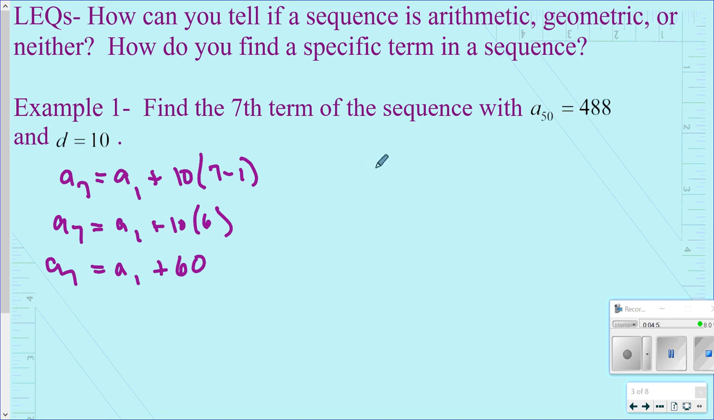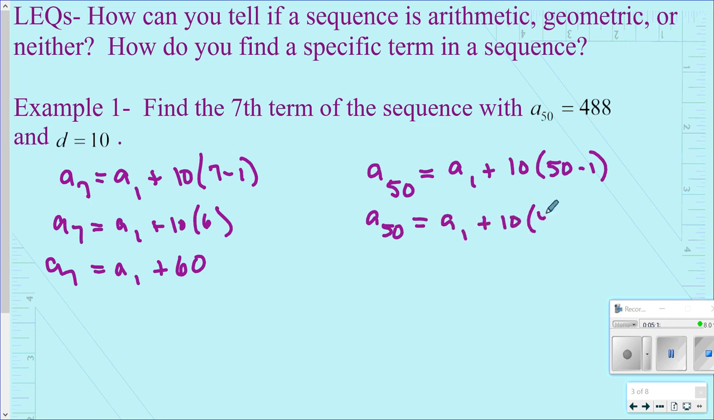In other words, the 50th term is equal to the first term plus the common difference, which is 10, times 50 minus 1. Again, just substituting into that explicit arithmetic formula. So that means the 50th term is the first term plus 10 times 49. And don't panic, we don't know the first term, but we do know the 50th term. So I'm going to go ahead and substitute that 488 in.